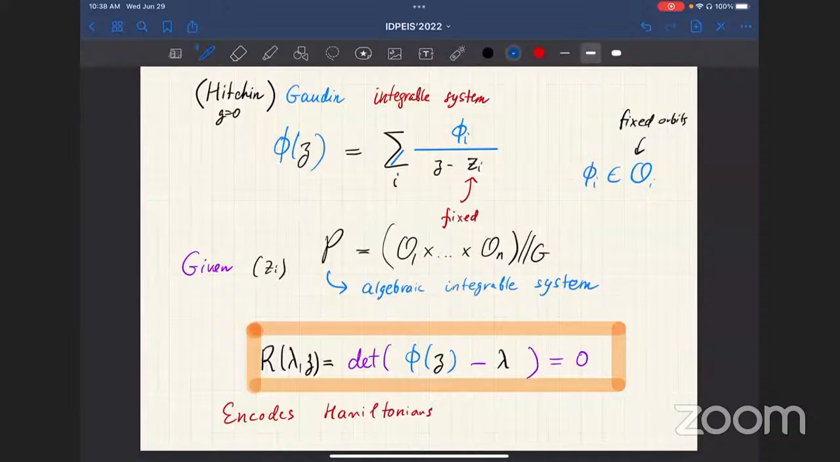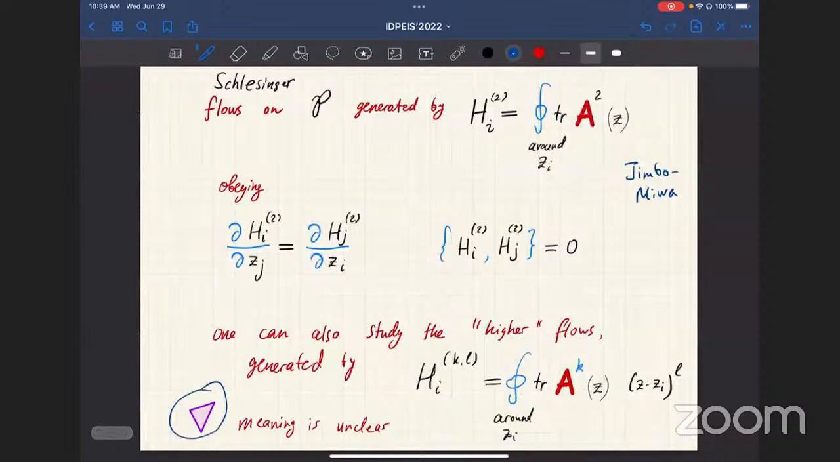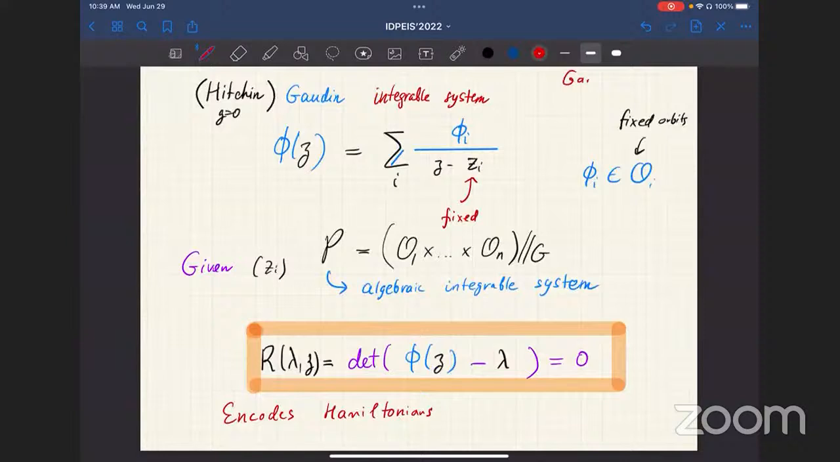Which one was Garnier? I thought Garnier was also Garnier when the punctures are fixed, okay, and you can see the other spectral flows. It was the Garnier system. Okay. So, excuse me, please.